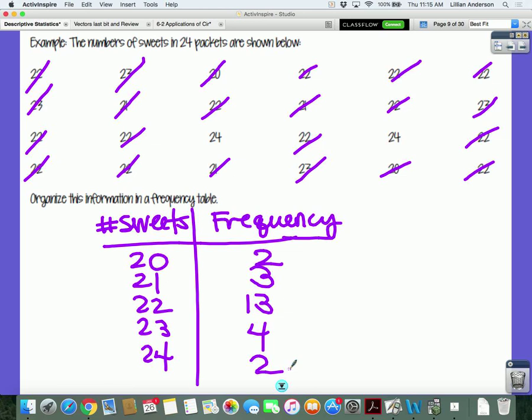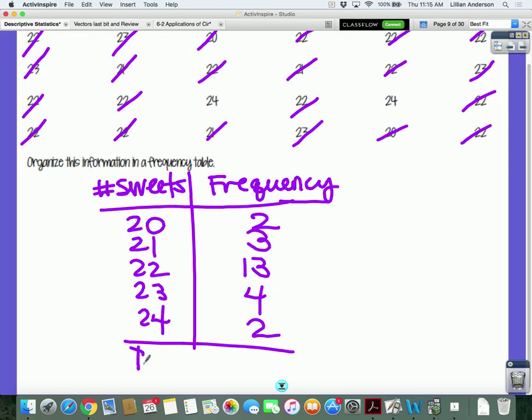Now, one thing is that the number that you have in your frequency should add up to the total packets that we have. Do these numbers 2, 3, 13, 4, and 2, do they add up to be 24? Very good. So then we have our total of 24. And it should, okay? If it doesn't, then we made an error somewhere.